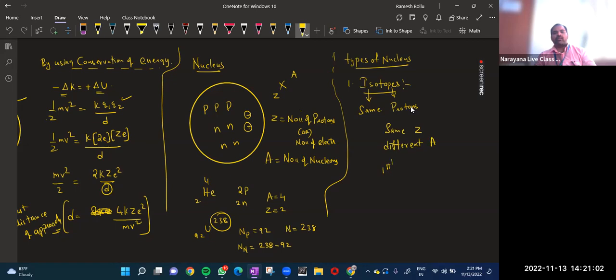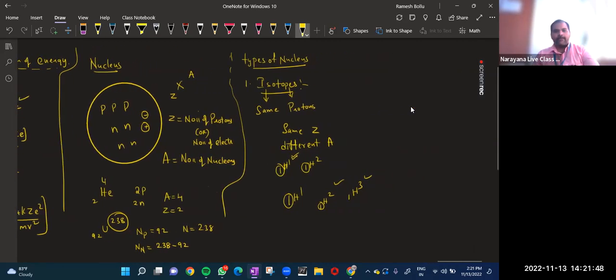Watch this: 1H1, 1H2. Are these isotopes or isotones? Isotopes. This is hydrogen. Its atomic number is 1. Its atomic number is also 1. This is a proton. 1H1 means proton only, students. 1H2 means what? Deuteron or deuterium. This is what? Tritium. Understood? All have the same number of protons, but different numbers of neutrons. So such types of nuclei are called isotopes.